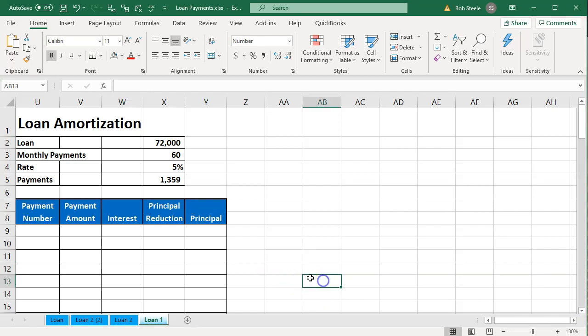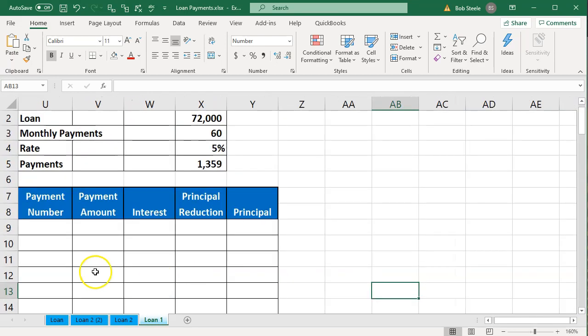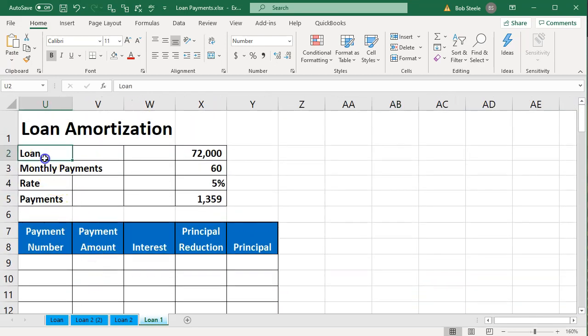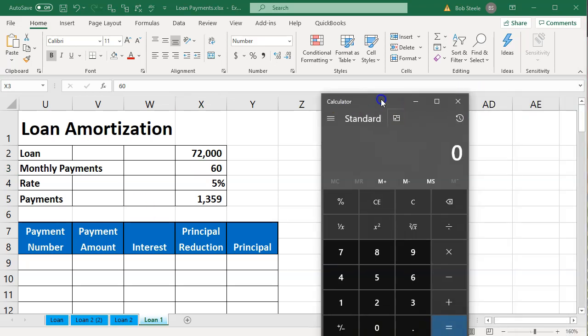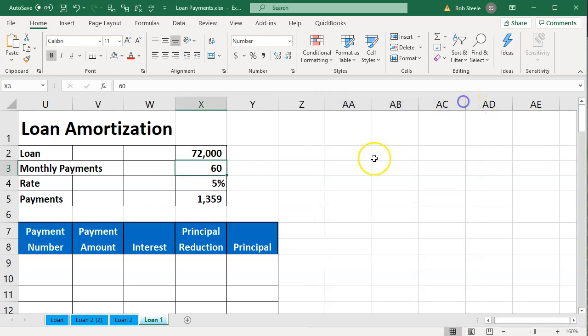And it would look something like this. You could do it in Excel. We're going to say that we have a loan for $72,000. We're going to say that there are monthly payments for 60 months, which means it's a 5-year loan, right? 12 times 5 is 60 months. So we're going to be making monthly payments for 5 years, or 60 months.